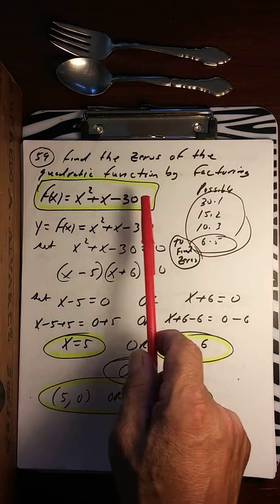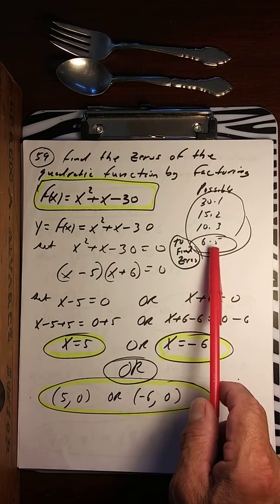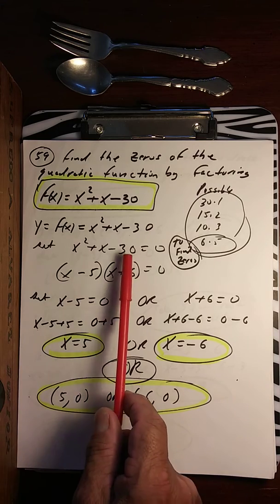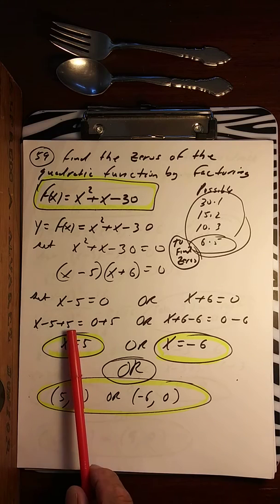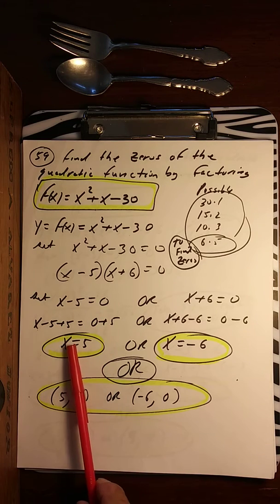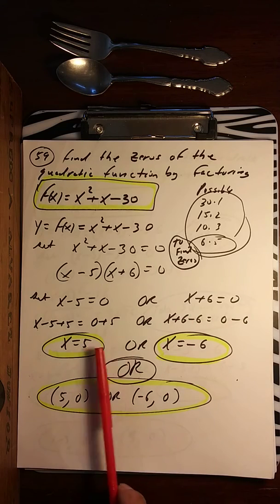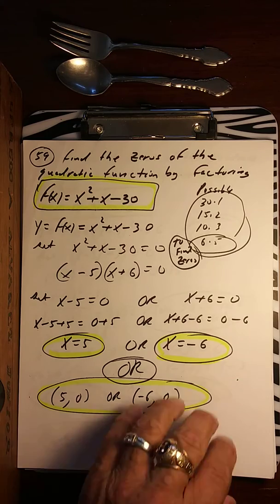Find the zeros of a quadratic function by factoring. So we're going to factor this. 30, all the possible numbers, I'm going to try 6, 5. -5 times 6. Is that going to give you -30? Yes. And 6 minus 5 is 1. So x minus 5 equals 0. Add 5, x equals 5. x plus 6 equals 0. Minus 6, so x equals -6. So 5 and -6. Or (5, 0) and (-6, 0) are the points.